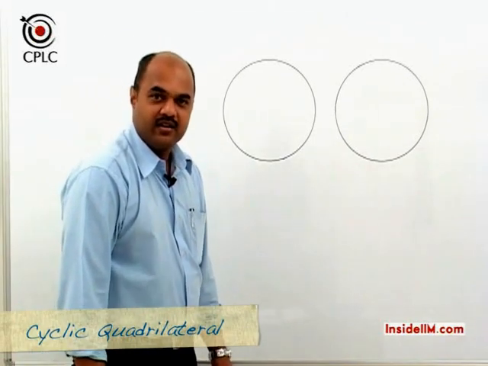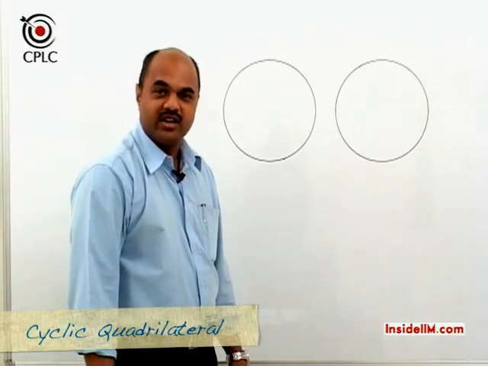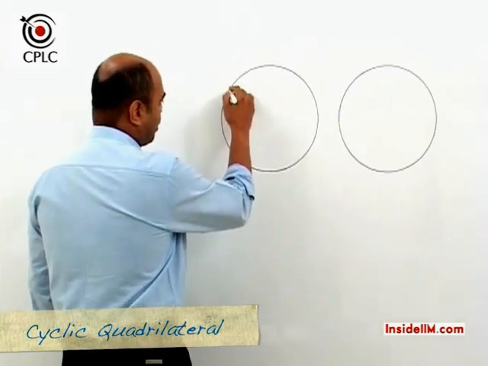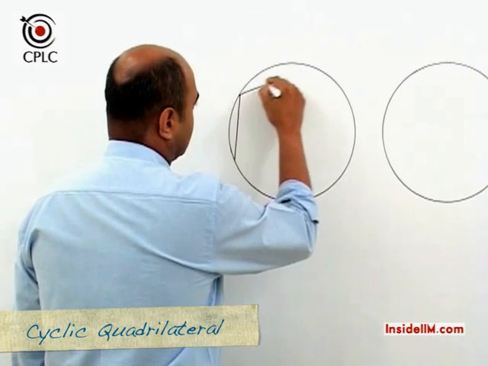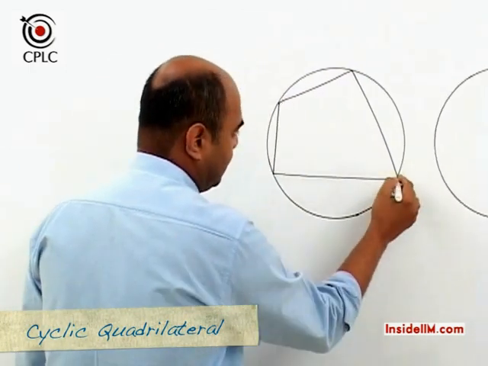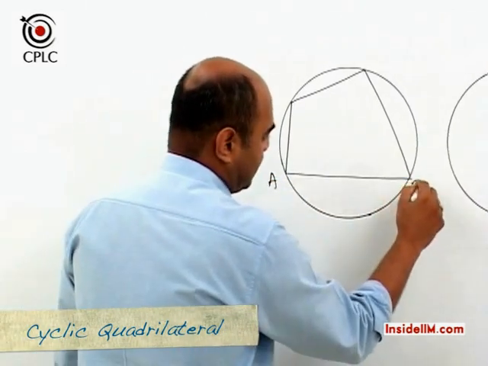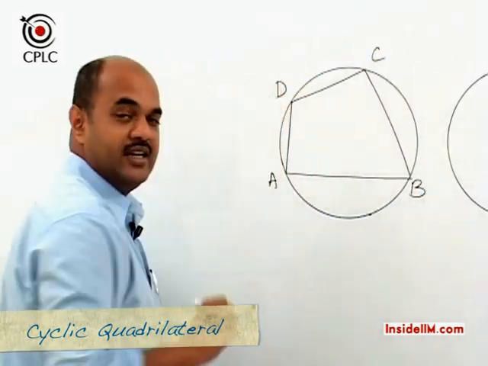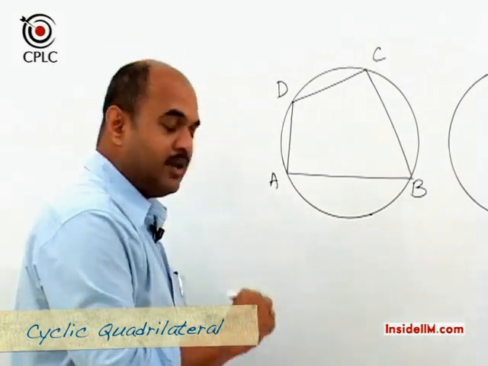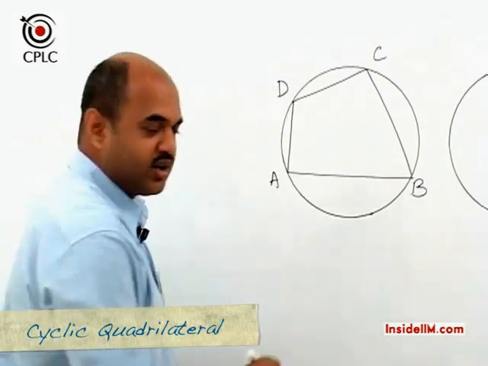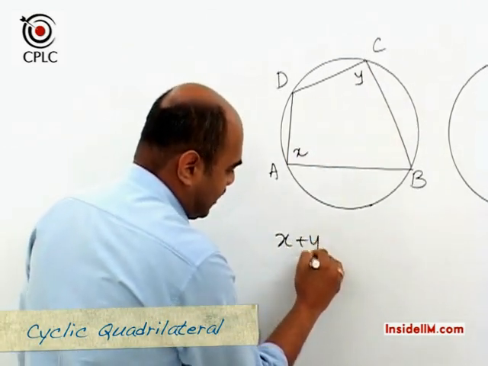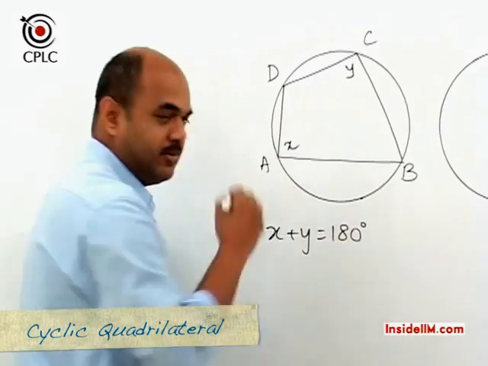A cyclic quadrilateral is a quadrilateral whose vertices lie on a circle. So if we now draw a quadrilateral in this circle such that all the vertices of the quadrilateral lie on the circle, then ABCD here is what is known as a cyclic quadrilateral. An extremely useful property of a cyclic quadrilateral is that opposite angles of a cyclic quadrilateral are supplementary.